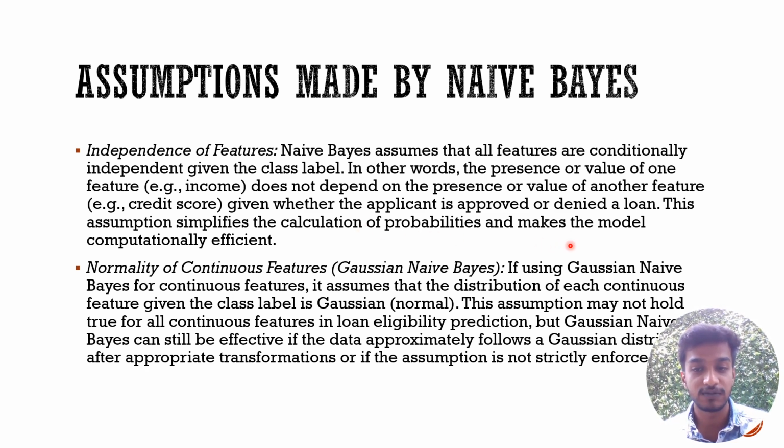Normality of continuous features. If using Gaussian Naive Bayes for continuous features, it assumes that the distribution of each continuous feature given the class label is Gaussian or normal. This assumption may not hold true for continuous features in loan eligibility predictions, but Gaussian Naive Bayes can still be effective if the data approximately follows a Gaussian distribution after appropriate transformations, or if the assumption is not strictly enforced.